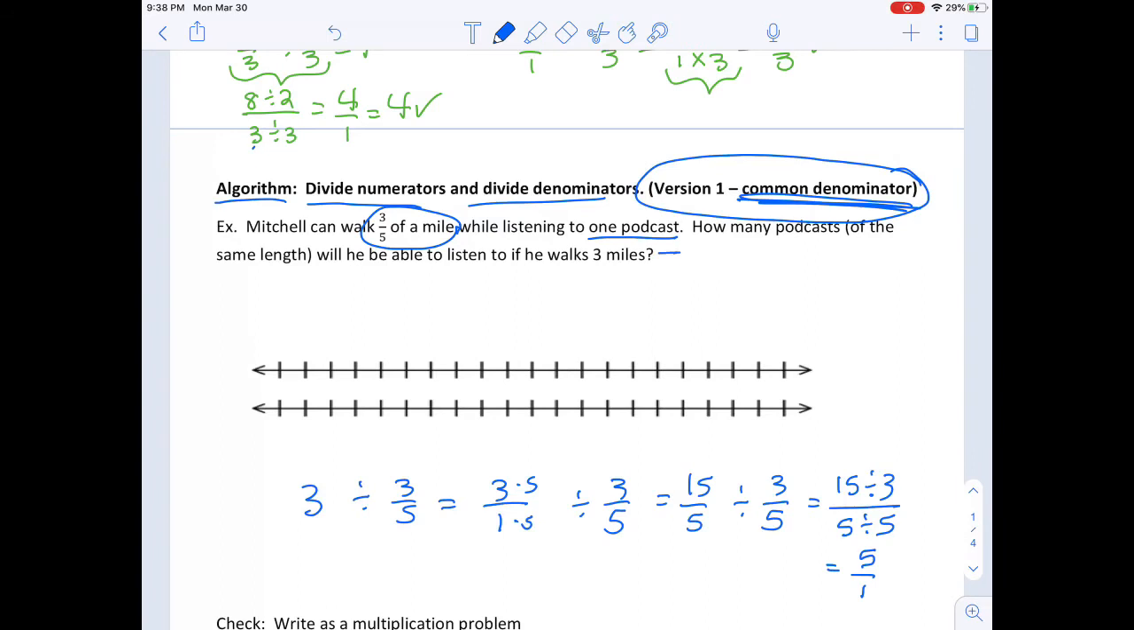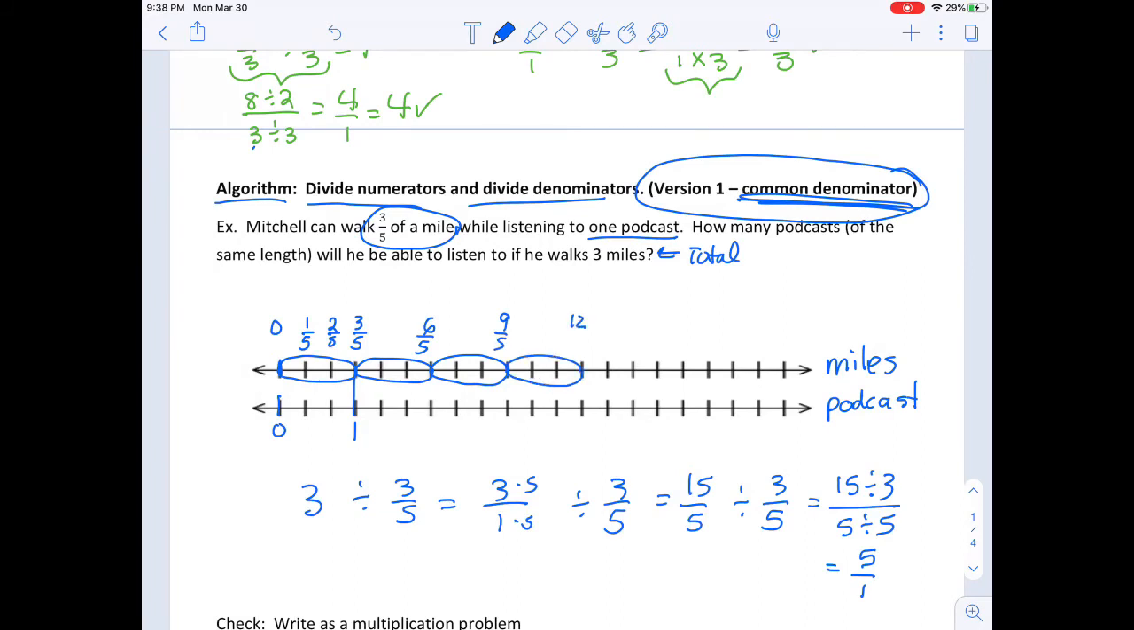So our total was 3 miles, so we'll do miles. And what are we counting out or measuring out? 3/5 of a mile, which are worth 1 podcast. Each tick is going to be 1/5 of a mile. 3/5 will be one group. So this will be 1 podcast. I can keep measuring out groups of 3/5 until I get to 15/5. That's my total, so I just count up here. And indeed, my answer was 5.